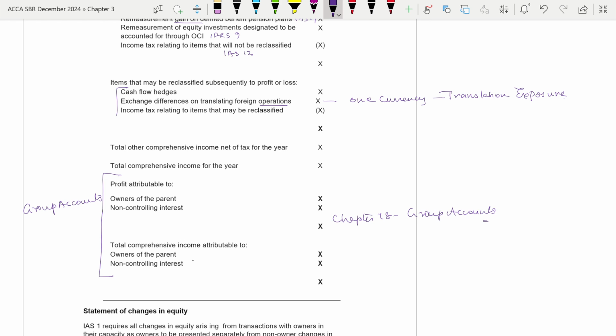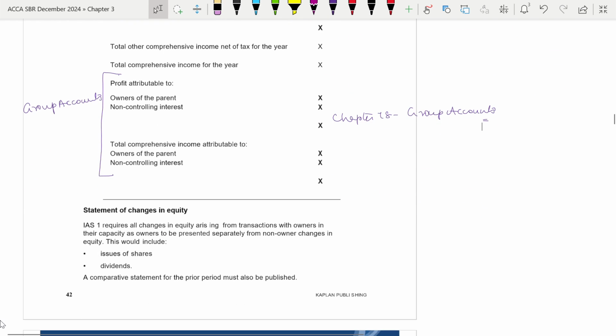Is it clear? Once class is over, by the end of the day, revise. Now we have started, and 1 week is almost over. After the class, spend 30 minutes. I'm not asking for more than that. 30 to 40, 45 minutes. Just revise what we have done. Okay, this is the first thing.